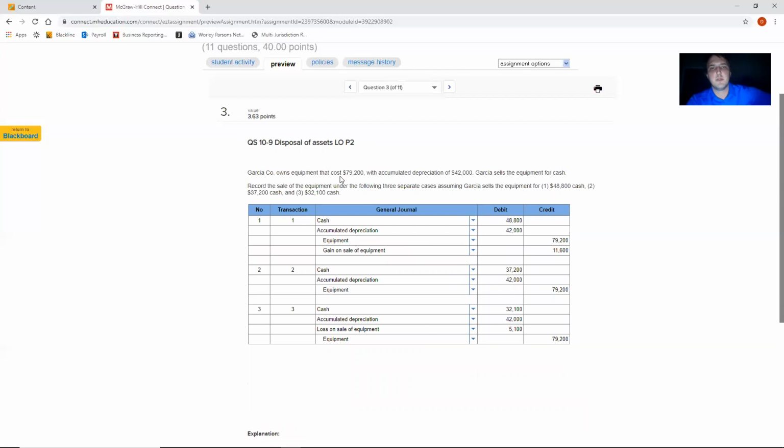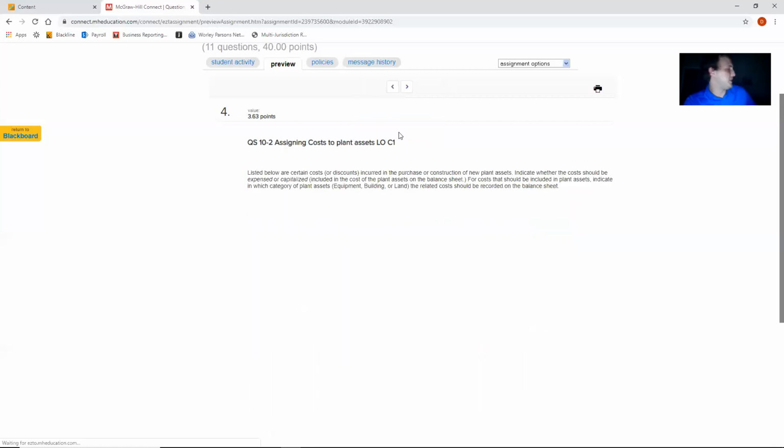Here we have another disposal. Not going to go through these. It's the same calculation and same entries, just different amounts. So it's giving you that repetition of making that calculation.